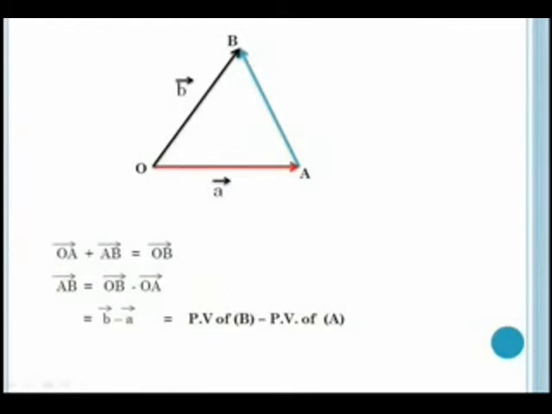Now this is because of the triangle law which we have just seen. So this vector plus this vector would be equal to the resultant vector, which is OB. So AB would be equal to OB minus OA. Now O is the fixed point, so OB would be equal to the vector B, and the vector OA would be equal to the vector A. So AB would be equal to vector B minus vector A.